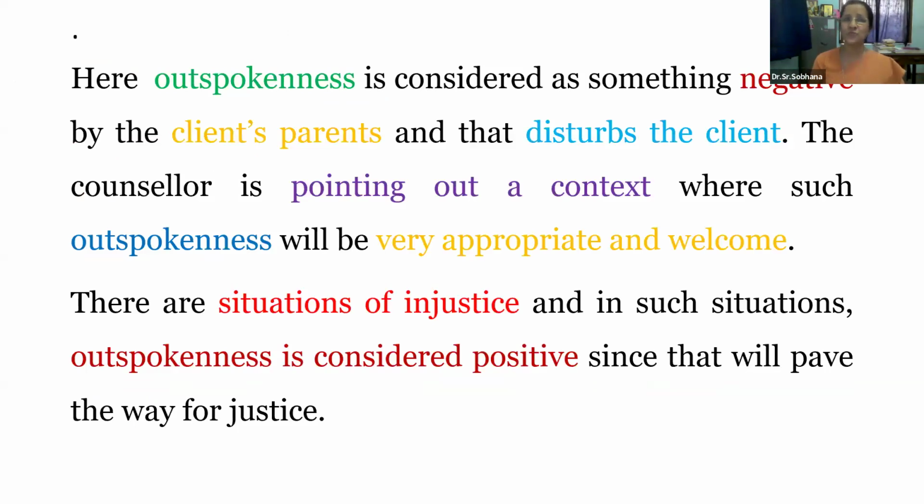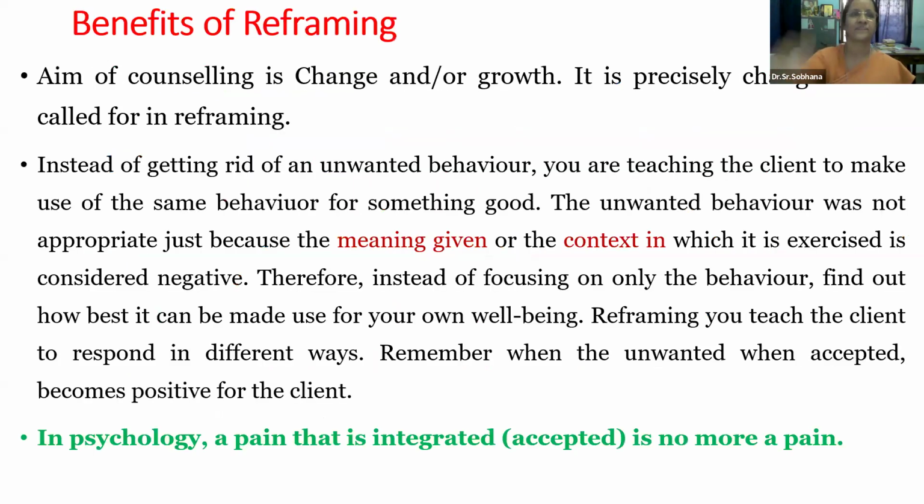So if you look at it, here outspokenness is considered something negative by the client's parents because they think she's very outspoken, she will get into problems because she's only a young girl, and this is disturbing the client. So the counselor is pinpointing a context where outspokenness will be appropriate and welcomed. There are situations of injustice, and in those situations outspokenness is considered positive since it gives the way for justice. So here we have changed the context. If the client comes to you with a problem with the context, this is the way you can change the context of the client, and it is an easily approachable way you can help the client come out of the problem. So what are some of the benefits of reframing?